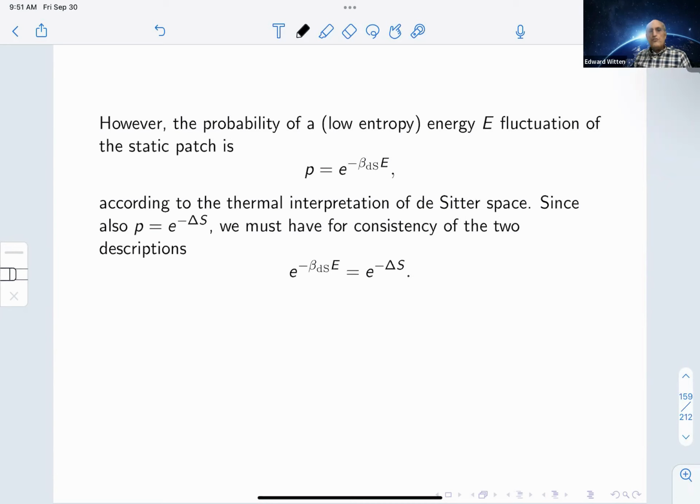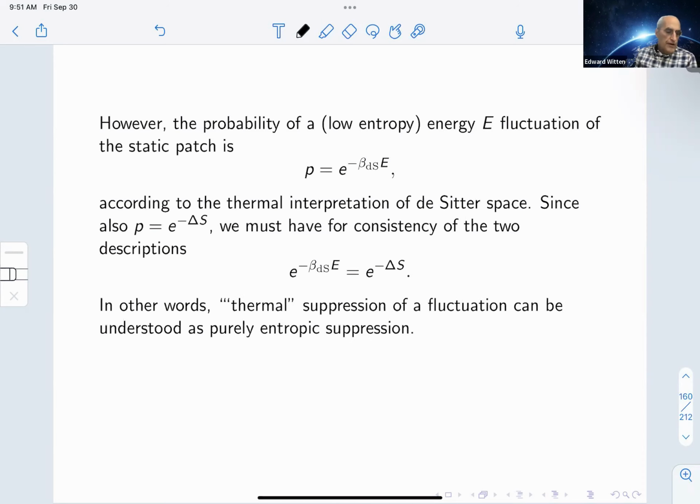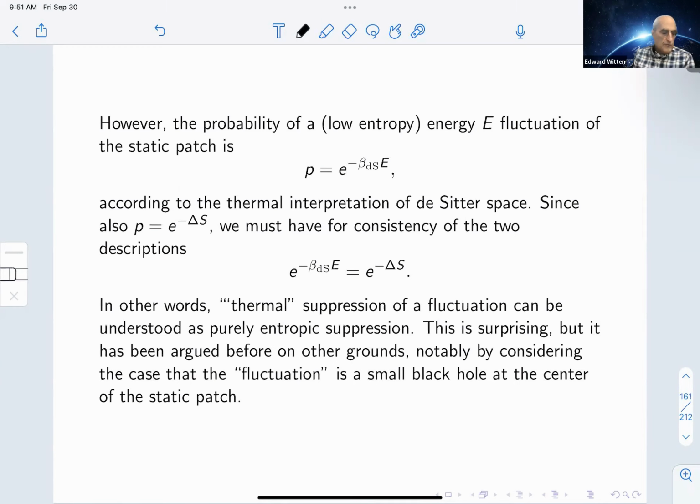But for consistency of the two, we must have that the exponential of minus the entropy reduction is the exponential of minus beta times the energy. In other words, thermal suppression of a fluctuation can be understood as pure entropic suppression. That's surprising, but it's been argued before on other grounds, notably by considering the case that the fluctuation is a small black hole at the center of the static patch.